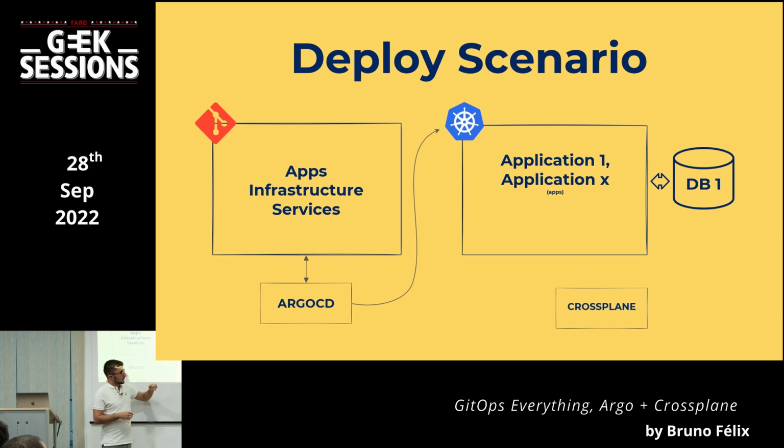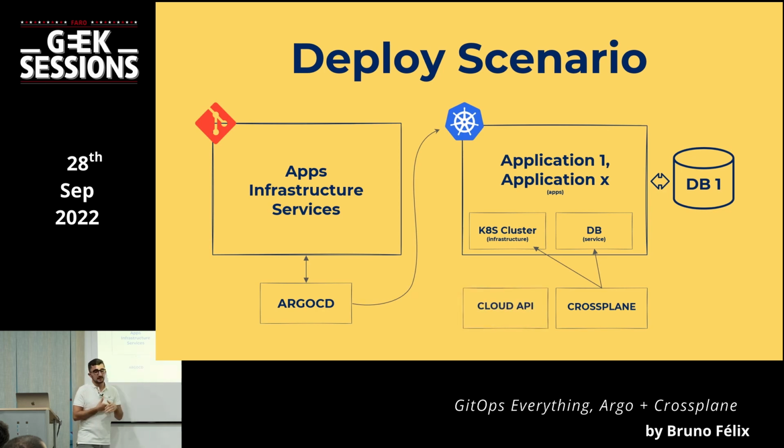Argo CD will be connected to a cloud provider, which will be Google Cloud, and we'll have defined 2 types of resources: a Kubernetes cluster and a database as a service cluster. It could be, like I said before, if I have more providers, a DNS record on Cloudflare or anything more.